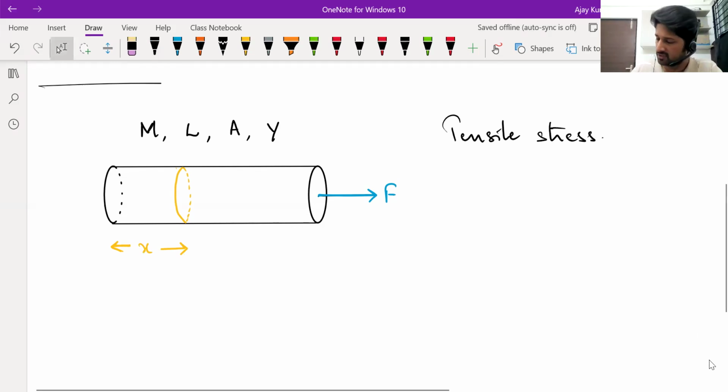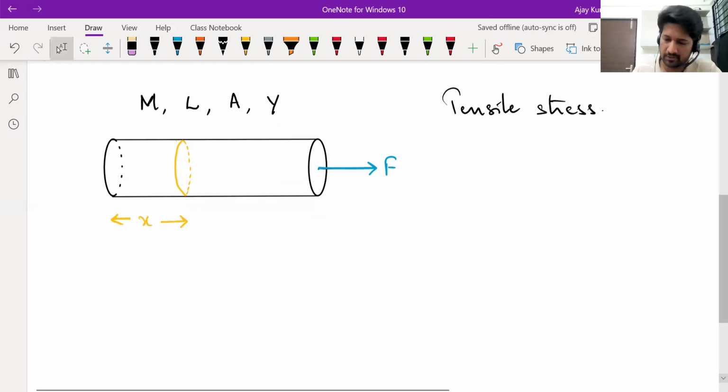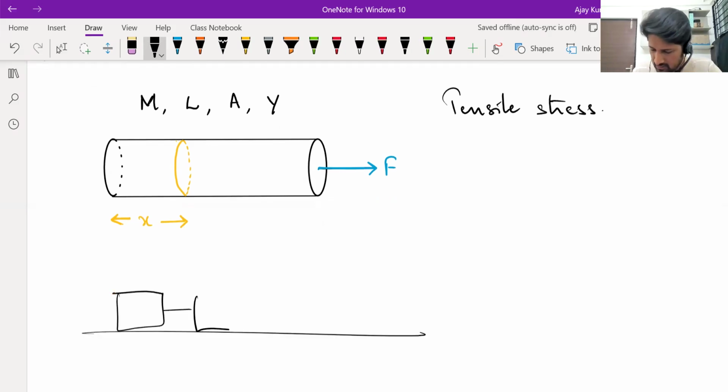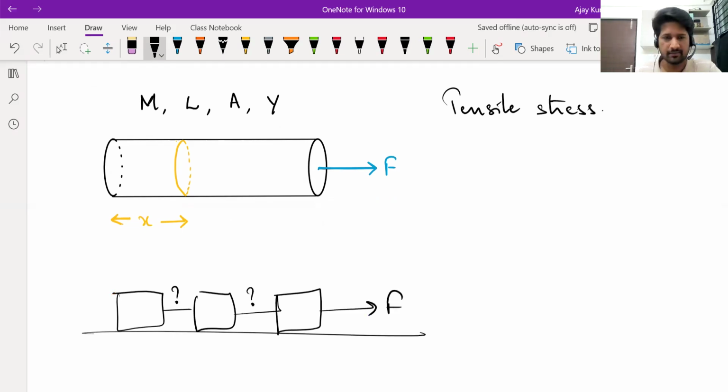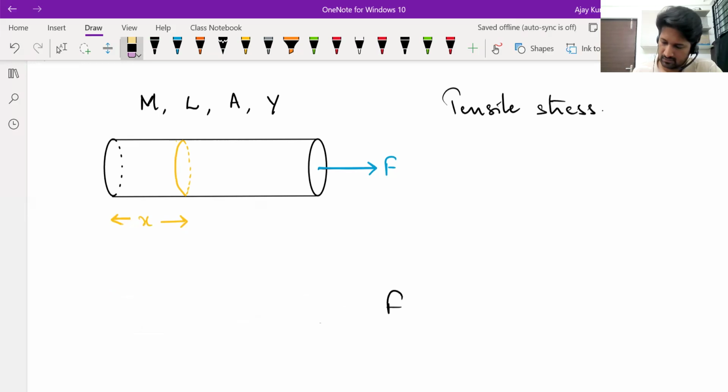Now, in laws of motion, if you remember, we had solved problems like this. Multiple blocks connected by strings, and you apply a force on one side. We used to find out tension here, tension here. Situation is something similar in this case. So there will be tension generated in this cylinder. So at this random distance x, you need to find out how much is the tension.